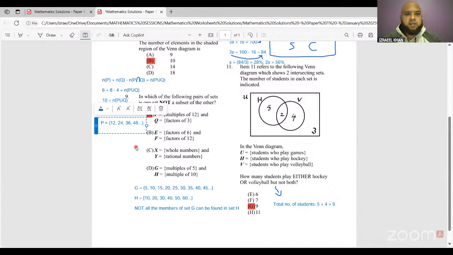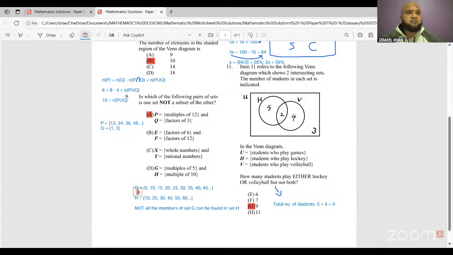And then with Q, factors of 3 are what? What could go into 3? So 1, 3, right? 3 is a prime number. And obviously we could see here that factors of 3 cannot go into this. Okay? Neither can this. Multiples of P go into this. So the answer is A.